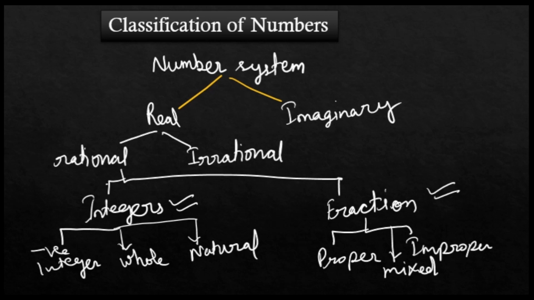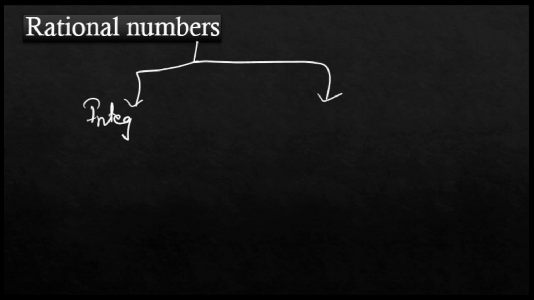Rational numbers. Earlier I have explained what rational numbers are in the number system, and you are very much familiar with integers and fractions. So let's discuss it further. Rational numbers are further divided into integers and fractions.